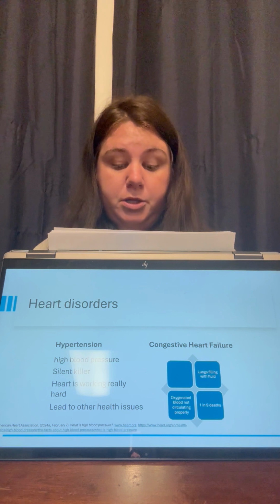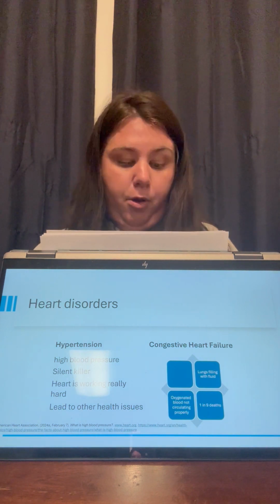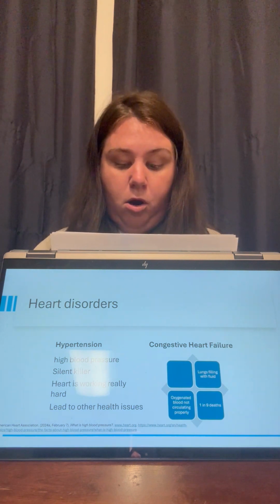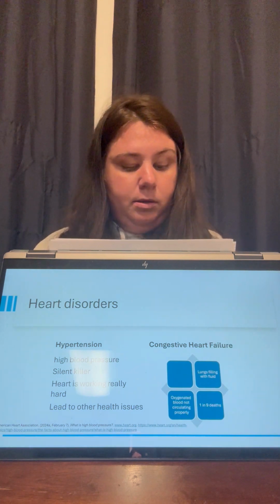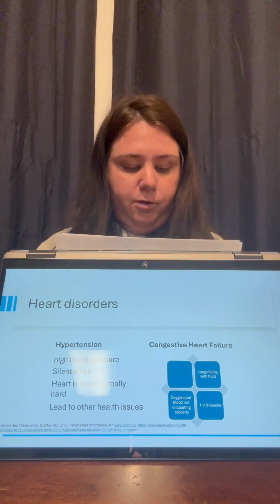Hypertension is when your heart is working harder than it should be to continue to circulate blood throughout the heart. Congestive heart failure is another serious heart disorder that can happen. When your body goes into congestive heart failure, this can affect other parts of your body.